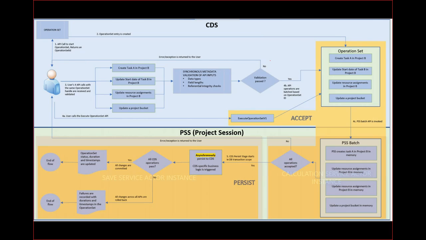And if one of those requests would fail, that service will roll back the complete operation set and will mark the status of the operation set as not okay. If everything goes fine, we will be executing everything. We will be saving the changes to our Dataverse, and our operation set will get a status okay.